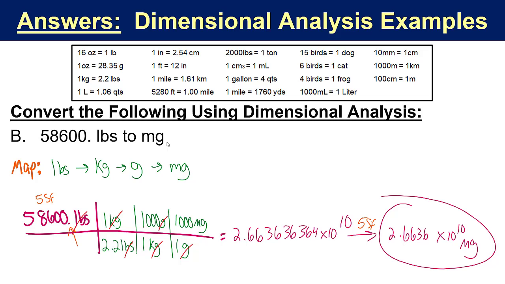Okay, if you were able to do that correctly, we should have gotten 2.6636 times 10 to the 10 milligrams, which is out to 5 significant figures, given that our given had 5 sig figs. Remember, that decimal point makes all of these trailing zeros significant. That is important. Don't get fouled up by that.